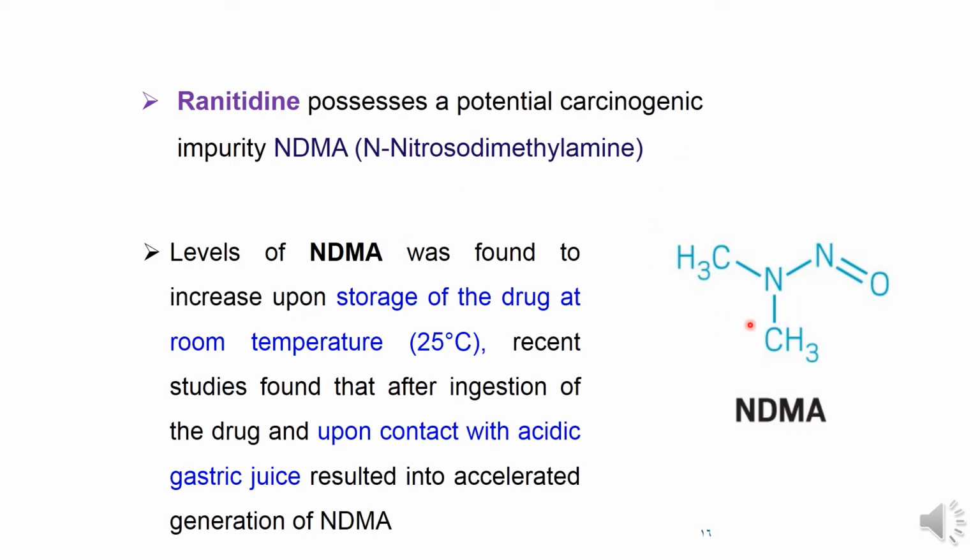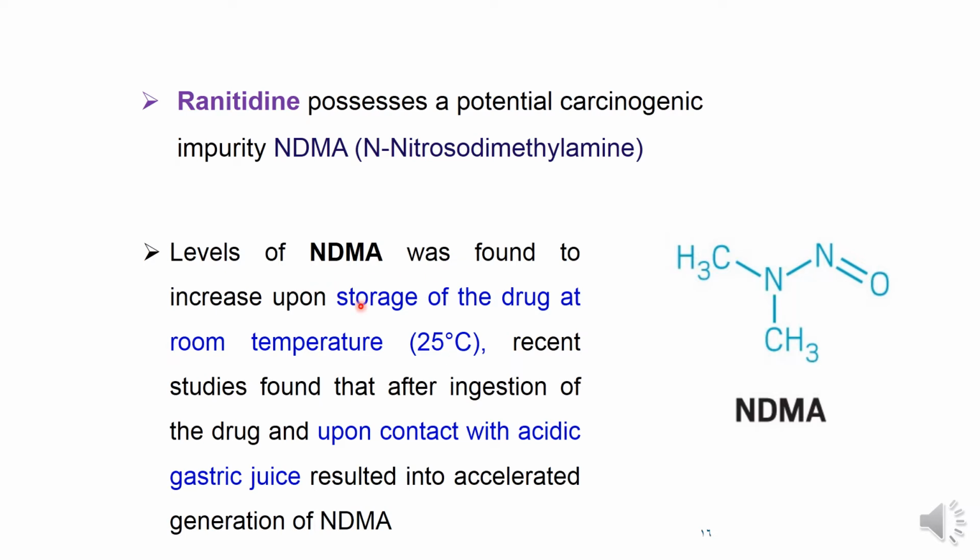This is the structure of N-nitrosodimethylamine. This is the nitroso group. This is an amino group containing nitroso, and these are two methyl groups. This is called N-nitrosodimethylamine, which is a potential carcinogenic impurity.